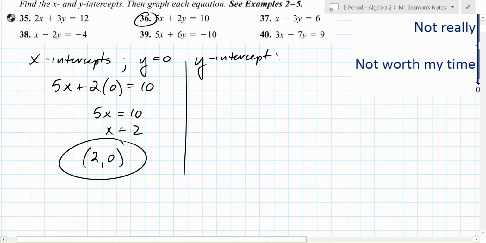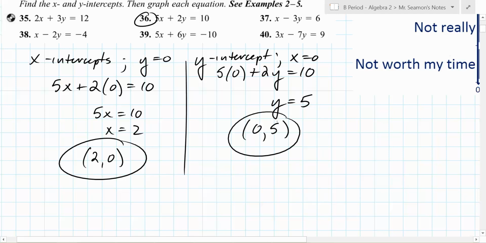The y-intercept is when x is 0. So it's the same type of work, but x is 0 this time. So 5 times 0 plus 2 times y is equal to 10. So y is equal to what? So the point is what? 0, 5. Exactly.